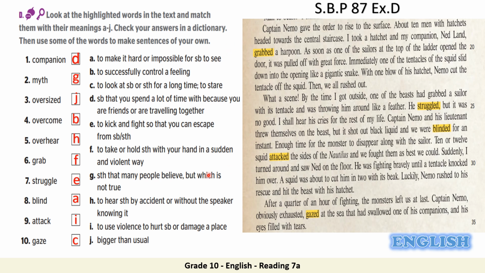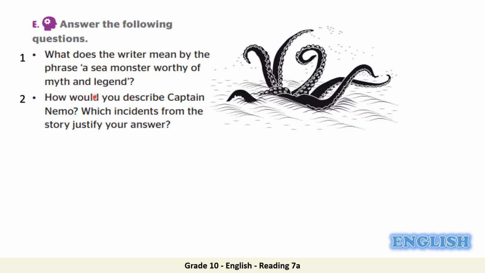Now, I want you to pause the video. Try to put these words in sentences of your own. And now let's go to another activity in your student book, page 87, exercise E. Let's answer the following questions together. What does the writer mean by the phrase, a sea monster worthy of myth and legend? How would you describe Captain Nemo? Which incidents from the story justify your answer? Please pause the video for a while. Try to write down the answers of these questions.